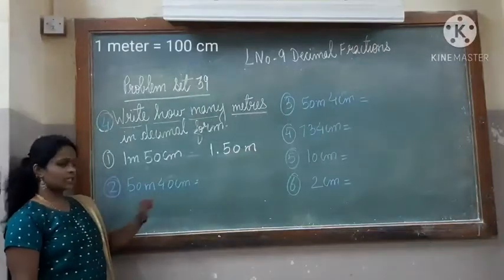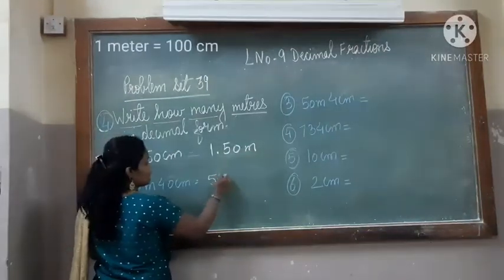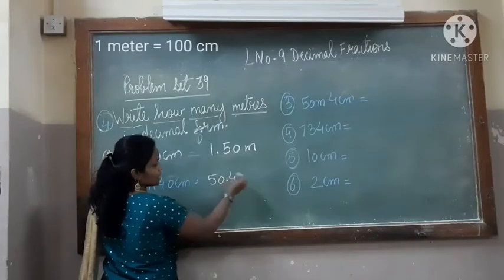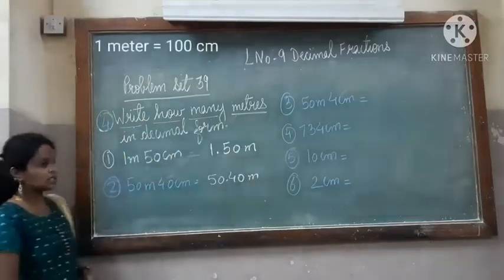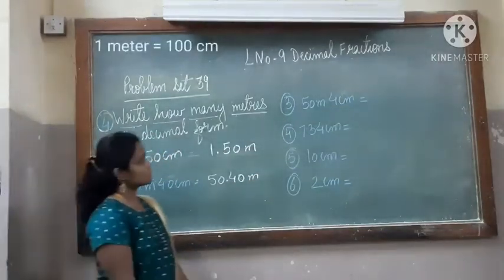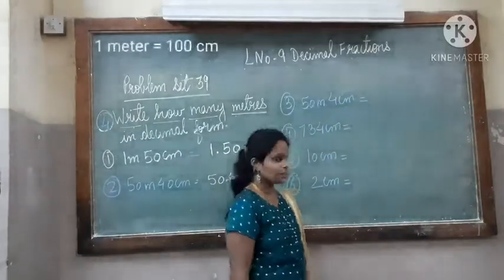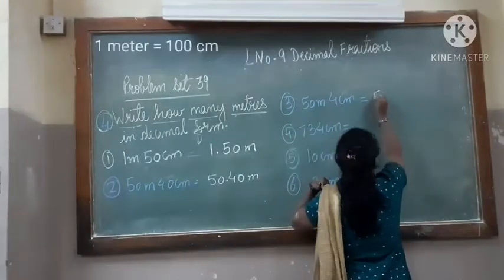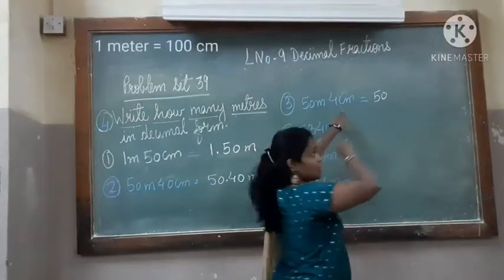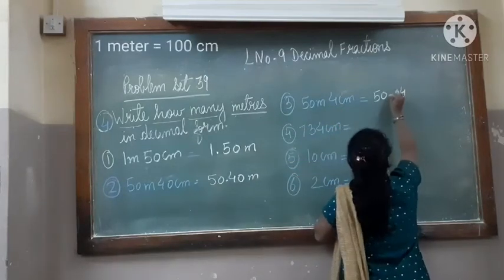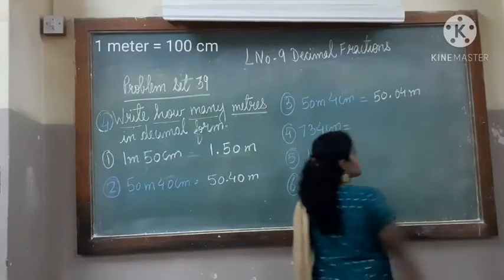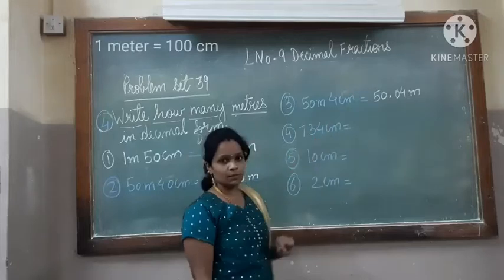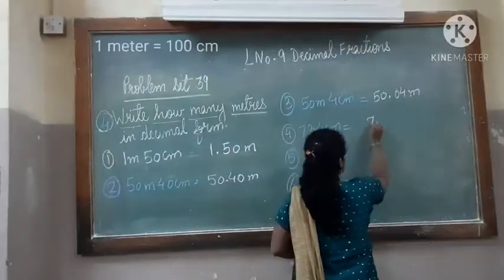Then 50 meter 40 centimeter. Again write 50 and 40, and between meter and centimeter put the decimal point and write meter. Then the third one is 50 meter and 4 centimeter. Now I am going to write in meters. Again we write here 50, but here only 4 centimeter is given. We are going to write 0, 4, put the decimal point and write meter because we are writing in meters now.